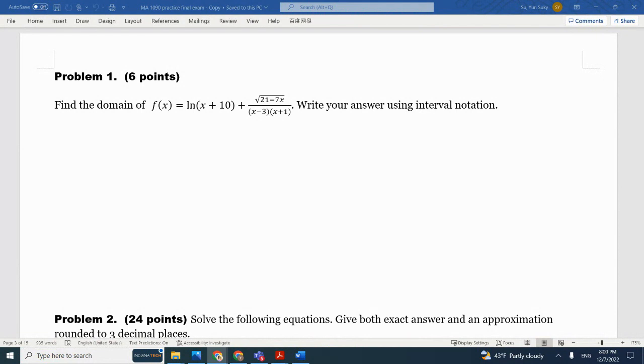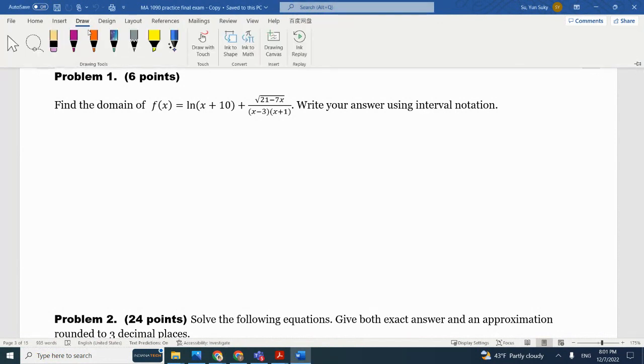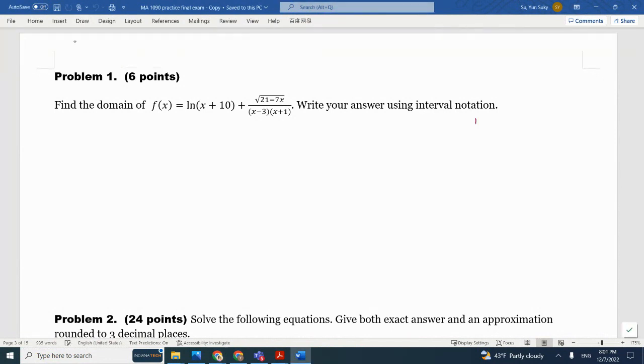Alright, problem 1. We want to find the domain of the function. Write your answers using interval notation. So when we talk about the domain, there are 3 types of functions with special domain, right? So we have the square root, then we need the things inside the square root to be greater or equal to 0.